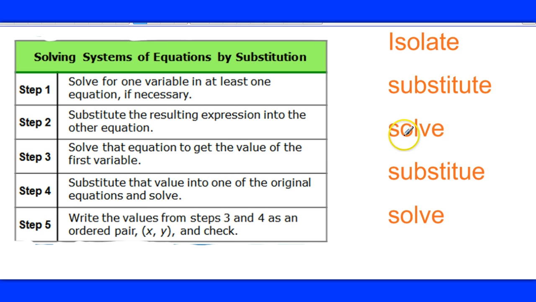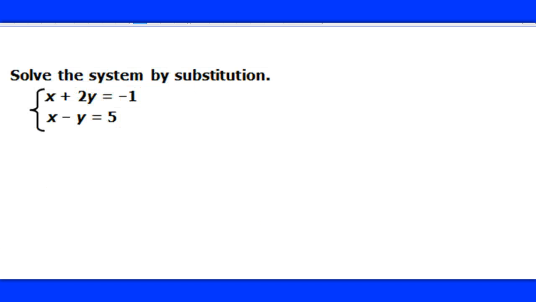And then step 3 is you want to go ahead and solve that equation. At that point, you only have one variable. You'll end up with x equals 3 or y equals 7, whatever it is. You're going to take that, substitute it back into the original equation that you used, and solve that one. So let's do an example for that. All right, and I'm going to say the steps as we do them.